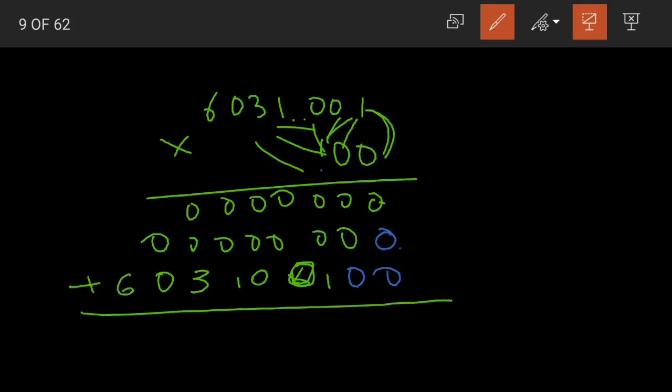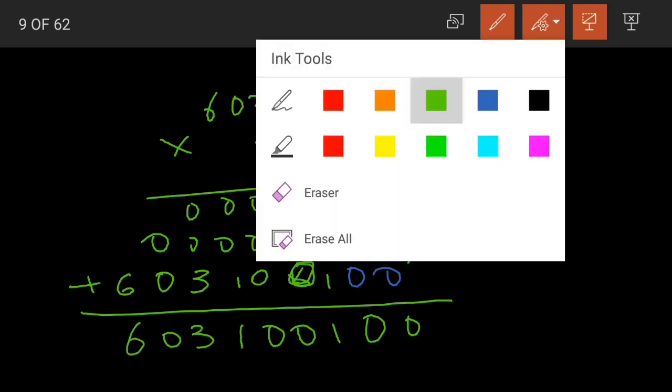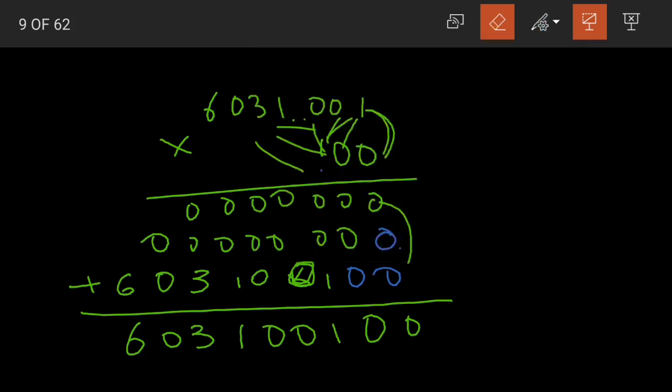Let us add and see. All the zeros, 0, 1, 0, 0, 1, 3, 6, 0, 6. So this is our product. Yes, this is our product of the given two numbers.